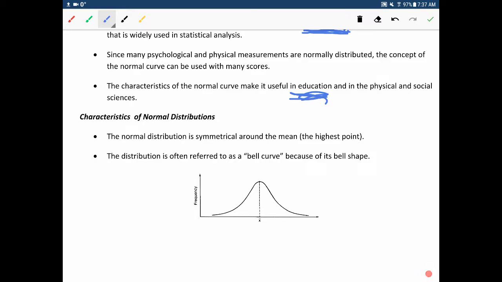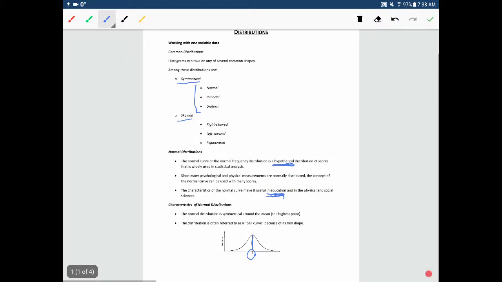Okay, so characteristics of normal distribution. So the normal distribution is completely symmetrical around the mean. So this point here, this middle point there, is the mean, okay? The distribution is often referred to as bell curve. We already said that.